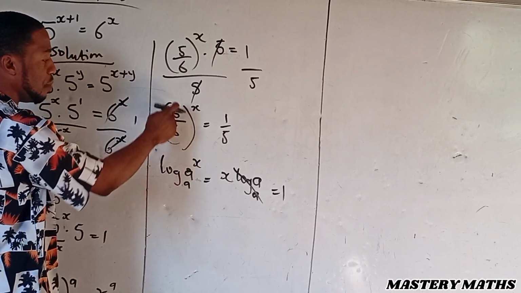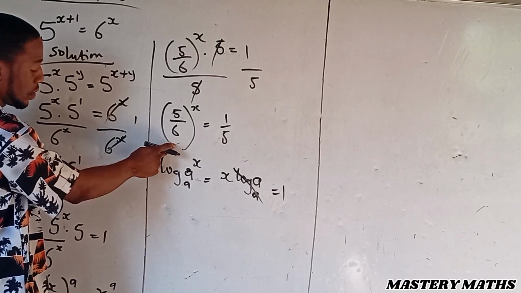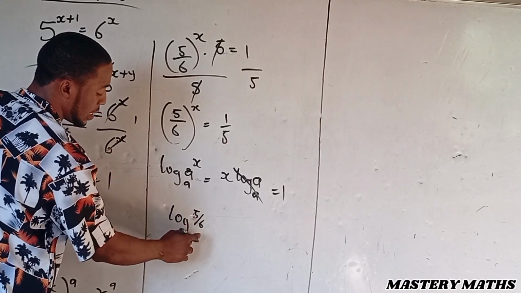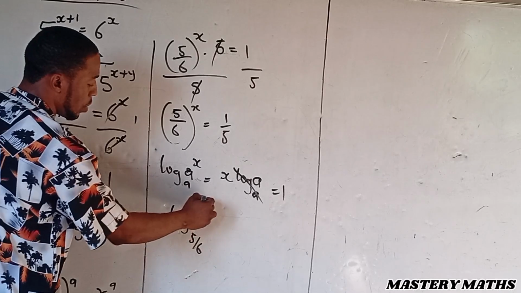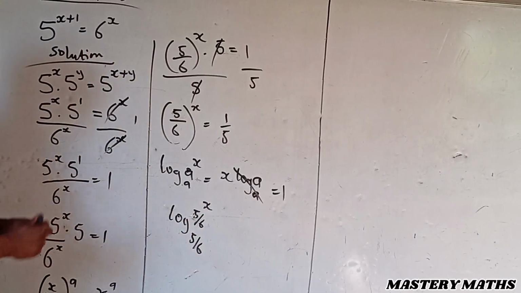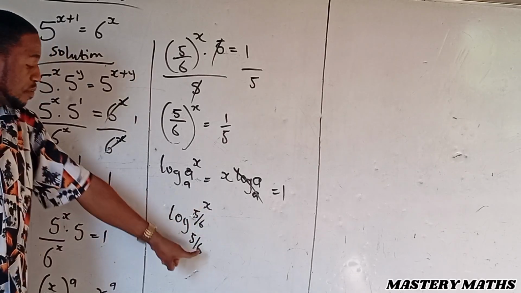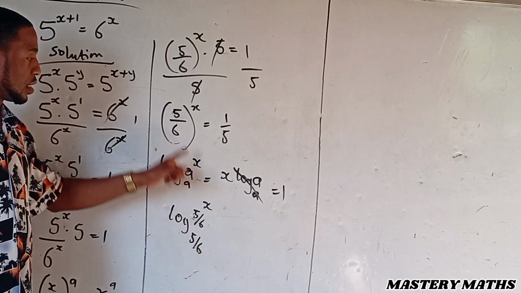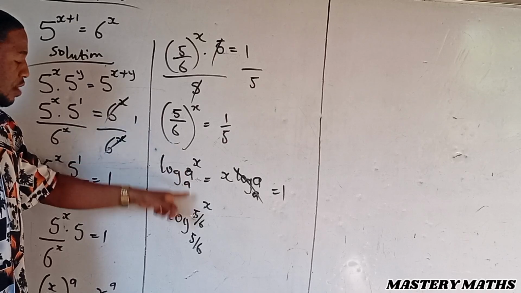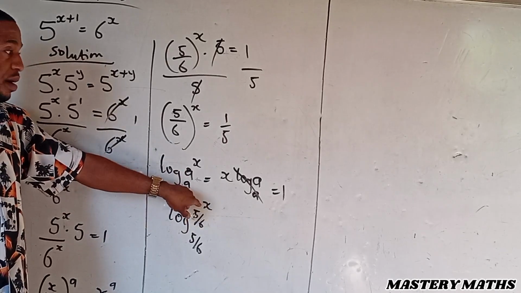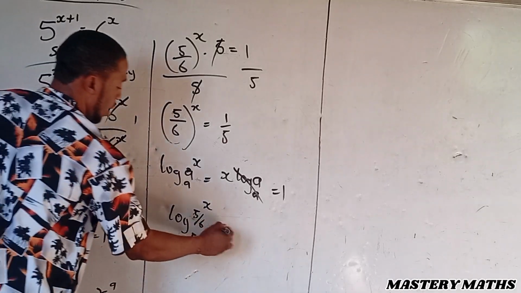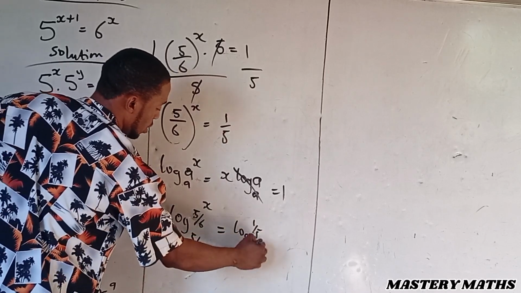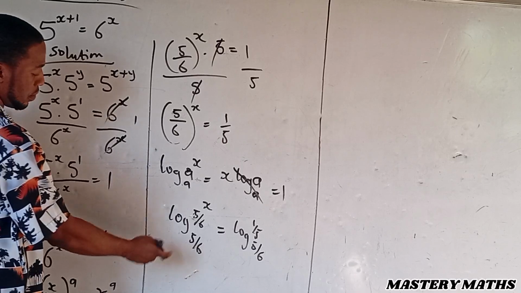Now, this becomes the base. We use 5 over 6 as the base. So it will be log of 5 over 6 raised to the power of x in base 5 over 6. So we're using this 5 over 6 as the base, then raise the x as a power. Remember, we're looking for the value of x. Now, equal to, we say log of 1 over 5 in base 5 over 6.